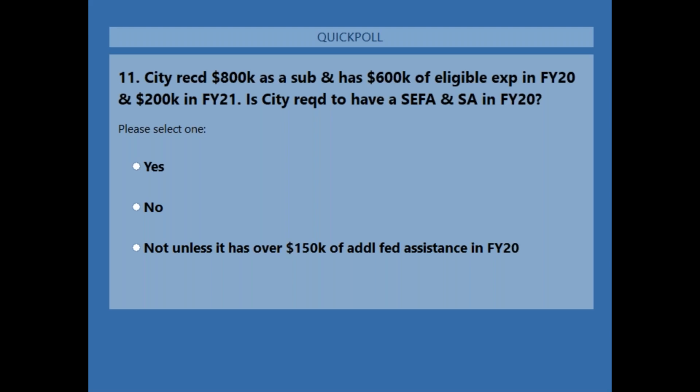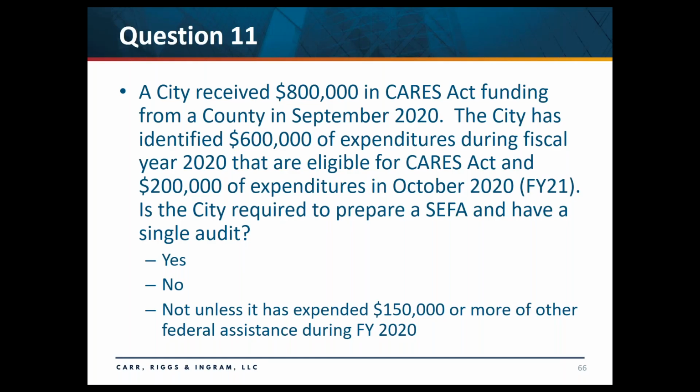So we'll go ahead and close out. The answer here is C. Because they only expended $600,000 during the year, and the CFA is expenditure driven, they would not get a single audit unless they had other federal expenditures of at least $150,000 during the year.